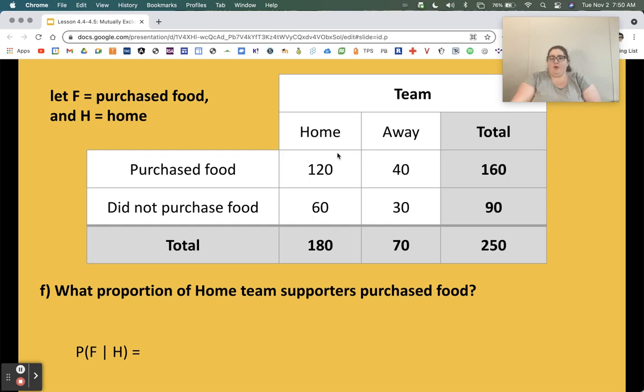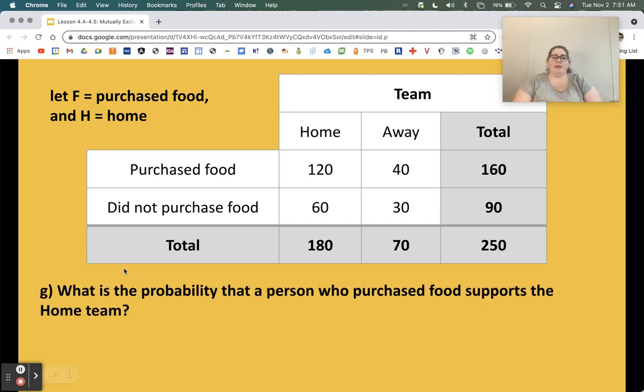Given that they support the home team means that I'm only going to care about this column of home team supporters. That's the only part of the table that I'm concerned with on this particular question. So in that column of home team supporters, I have 120 who purchased food out of 180 total. So 120 out of 180, which if I divide that is 0.667.